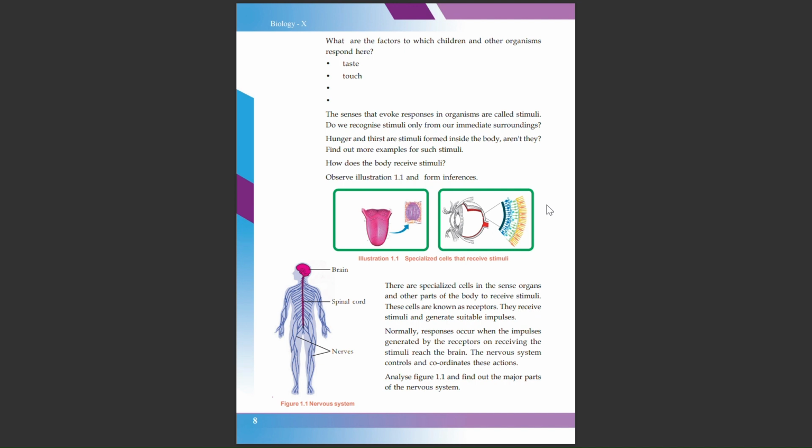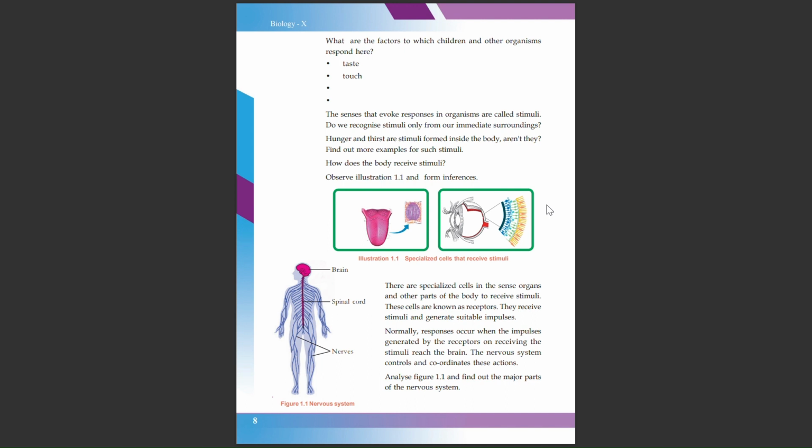So that's it. Next we'll study the nervous system. There are specialized cells in the sense organs and other parts of the body to receive stimuli. These cells are known as receptors. The part where the stimuli is received is called receptors. The receptors get stimulated by the stimuli. Different kinds of stimuli, right? The taste, touch, all these are different kinds of stimuli. They receive stimuli and generate suitable impulses.